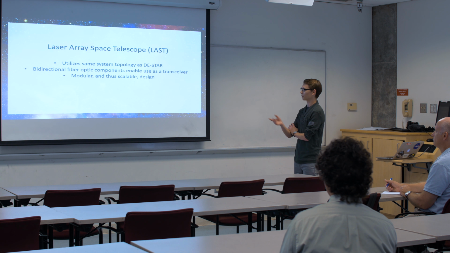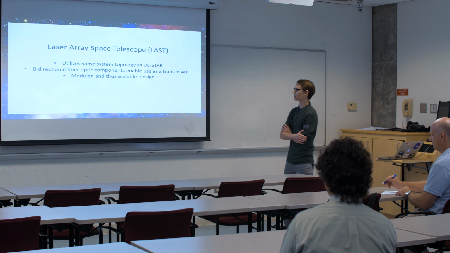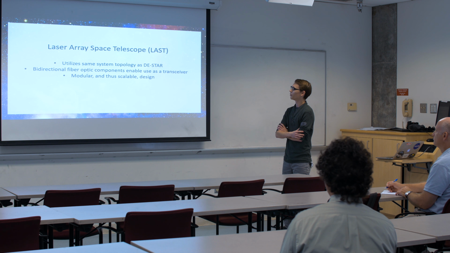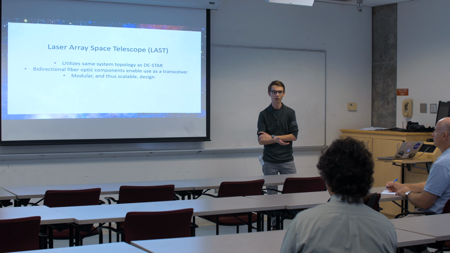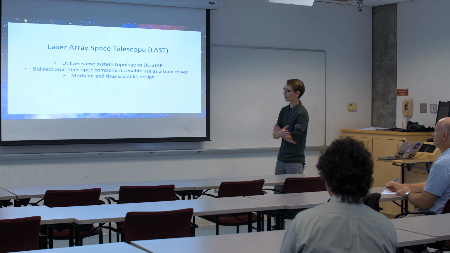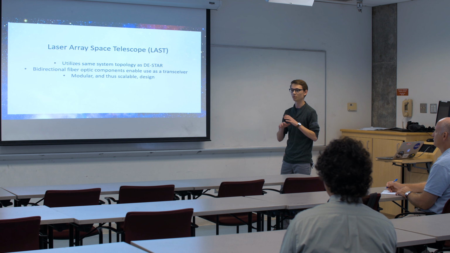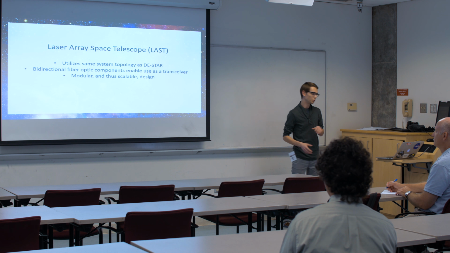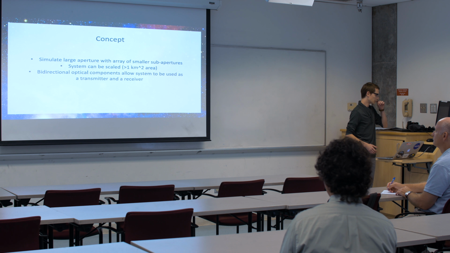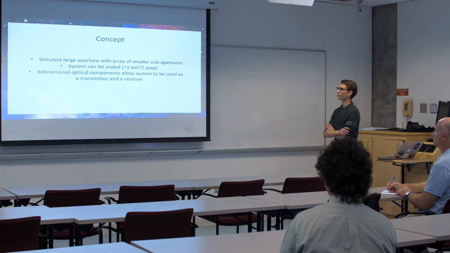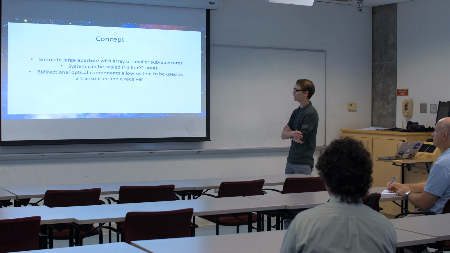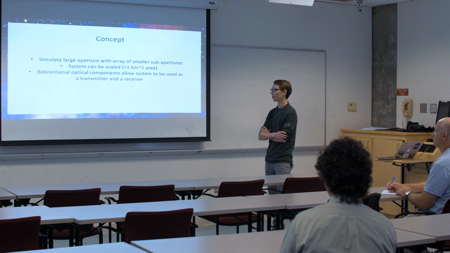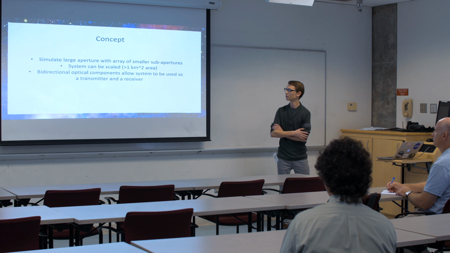And in the next talk you'll see something that utilizes the same system topology as a project we proposed with D-Star. But basically what the glass does is it uses bidirectional fiber optic components to enable use as a transceiver. So it can receive light and it can transmit light. And it is modular, so it uses much smaller modular elements to basically simulate a much larger mirror using smaller components. So again, like I said, simulate a large aperture with an array of smaller sub-apertures, and since it's modular, this is infinitely scalable. And so you can make a smaller one, and you can make a very large one, and we're proposing a square kilometer version of this. And I said it's a transmitter and a receiver.